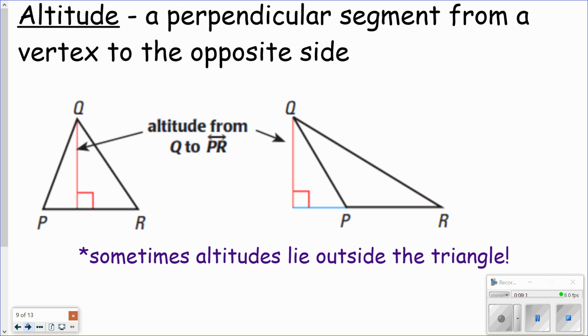Next, we're going to talk about an altitude. An altitude is a perpendicular segment from the vertex to the opposite side. So this red line right here, which I'm going to now make blue, is the altitude. We start at a vertex, any vertex, and we create a 90-degree angle. Now, sometimes the altitude may be outside of the triangle. So if I go from point Q here, I can't make a 90-degree angle by going inside the triangle. The only thing I can do is stay on the outside to create that 90-degree angle. So sometimes the altitudes lie outside of the triangle.